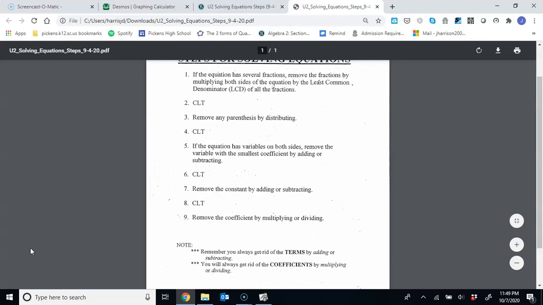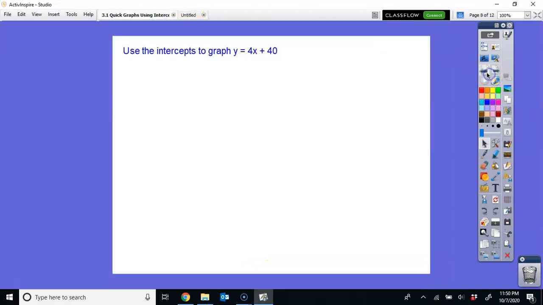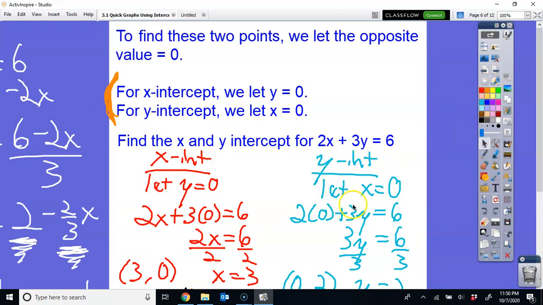Down at the bottom here, you'll see this little note says, remember, you always get rid of the terms by adding or subtracting. We also talked about recently when we were getting rid of a coefficient beside a variable. For instance, I'll give you a quick little example of what that looks like from what we talked about the other day. Moving something from one side to the other.